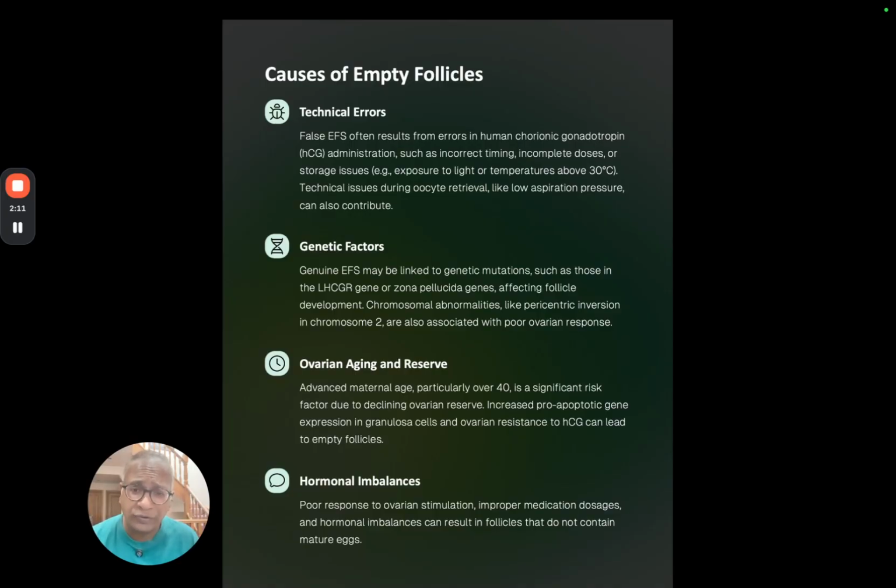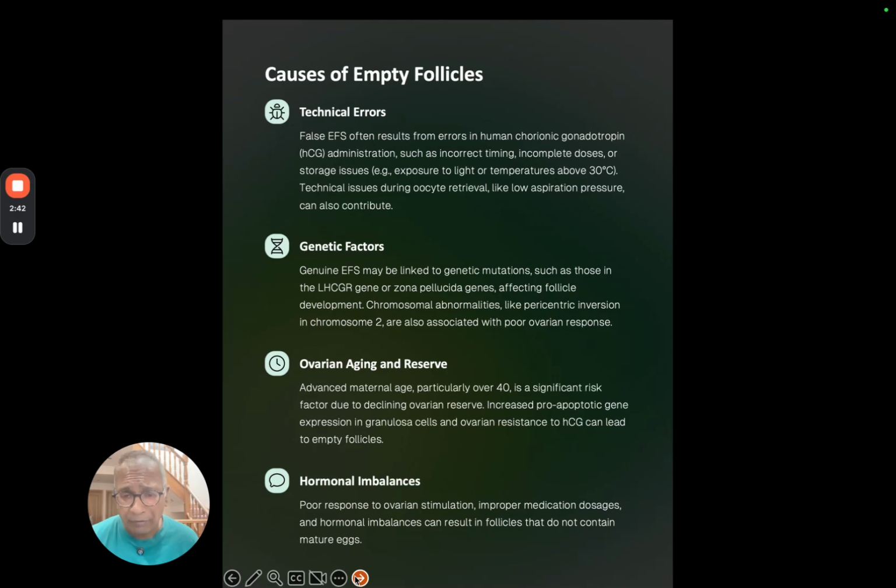But what are the commonest reasons where we find it? You would find them in ovarian aging and reserve. As women go over 40, there's a significant risk that a larger number of follicles will start showing as empty, and increased pro-apoptotic gene expression in other cells and ovarian resistance to HCG can lead to empty follicles. But it's again age and AMH, or very low AMH, that form the key.